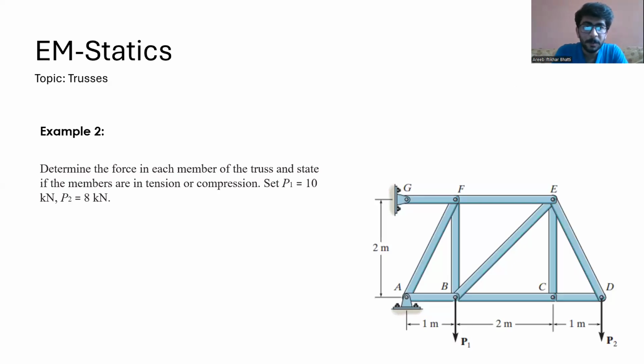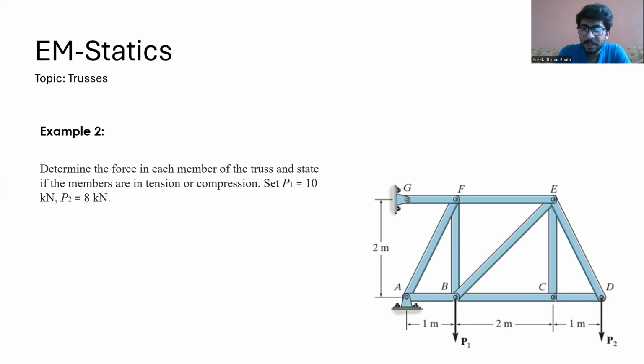So this is example 2. You see in this example, we have to find the forces in other members. And it is given that two forces are acting at point B and at point D. The force which is acting at point B is P1 force and it is equal to 10 kilonewton force, and it is acting vertically downward. And similarly at point D, a force P2 is acting which is equal to 8 kilonewton, and it is also acting vertically downward.